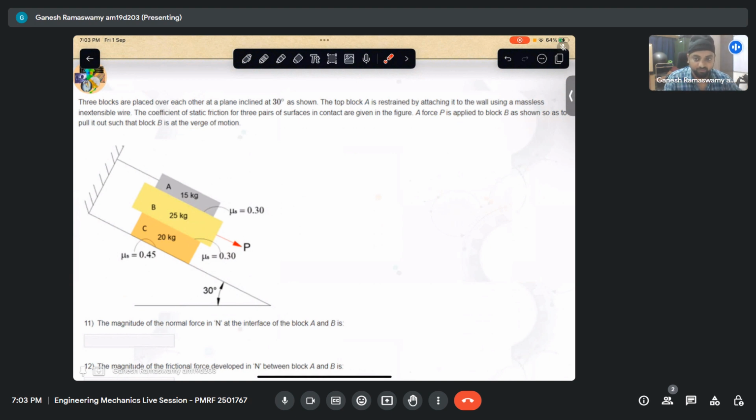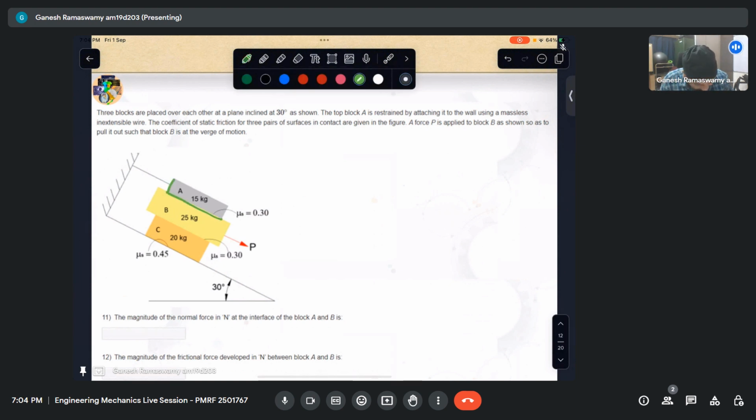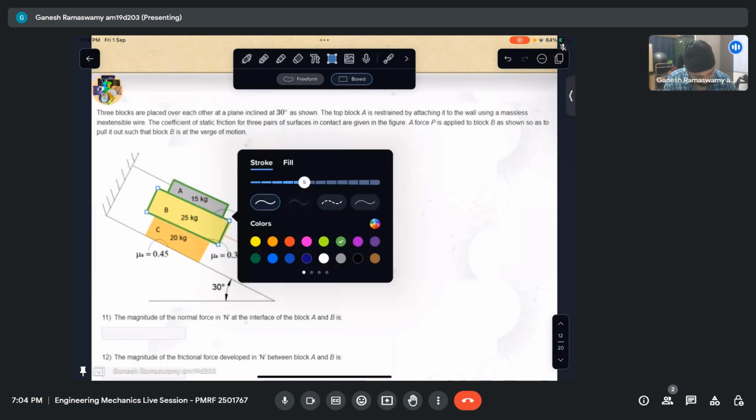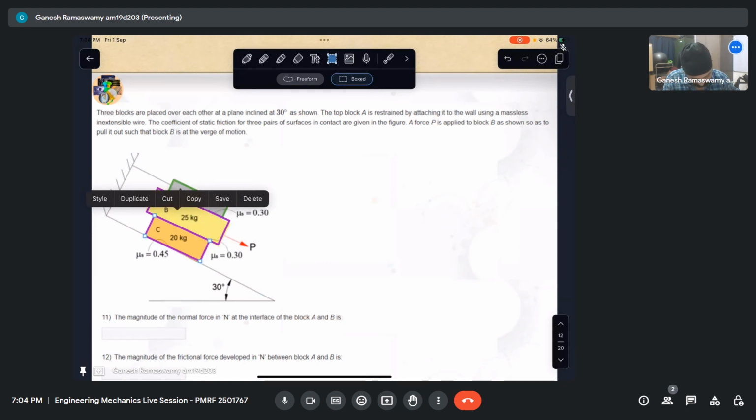Now this is specified in the question, that block B is at the verge of motion. If it was not specified, then how do we go about solving it? We will see that this happens to be a subset of that case, so we will see the more general condition. First thing is to analyze what motions are possible. For that, let us first draw the free body diagram again. Let us take this to be box A, and then I have this as box B. Let me color it in some other color. And then I have box C, maybe red.